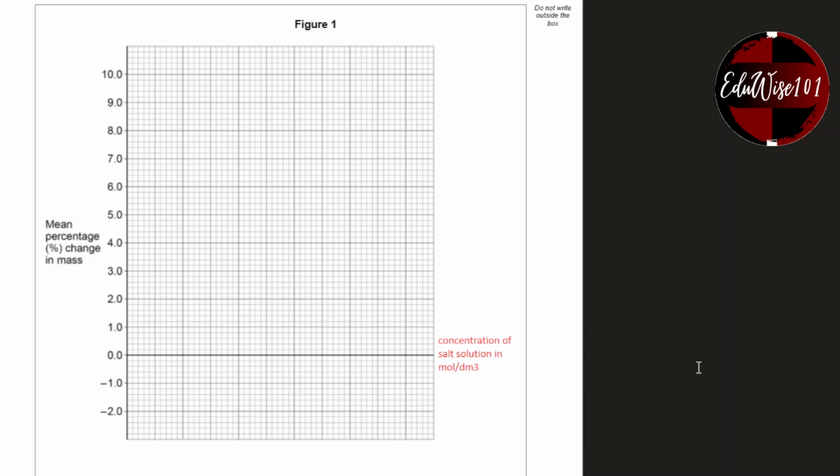And the next part is actually to put the numbers on the x-axis. So it goes all the way up to 0.4. So let me bring in the table so you can actually see. So that's my concentration. Maybe I can actually bring it over here.